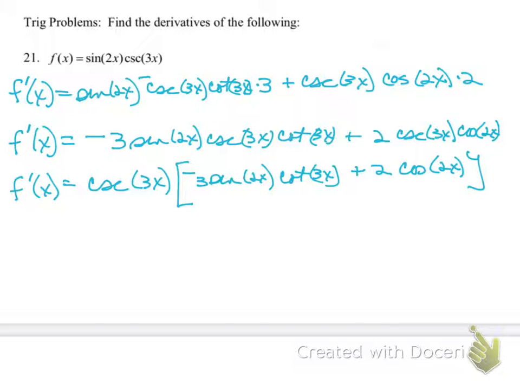Okay, so just looking over it, everything looks good. I have my angles, I have my proper signs, and we are good to go. So let's go on to question 22.